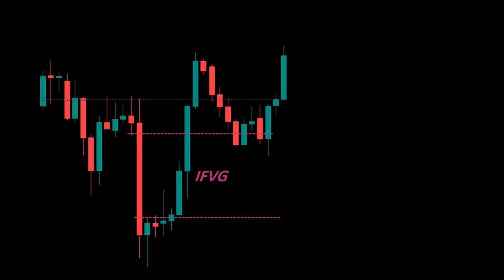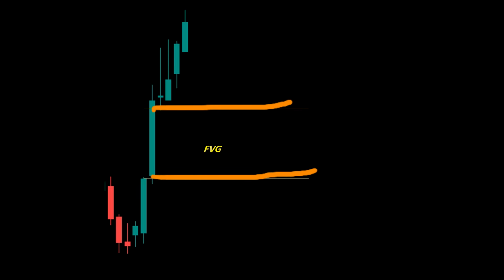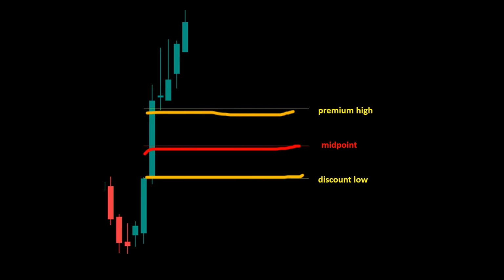Now, you might be asking, is there any way to know if price will respect a fair value gap or just blow right through it? The answer is yes. By carefully observing how price behaves inside the gap, you can get some valuable insight into what's likely to happen next. Let's break it down clearly. Inside every fair value gap, there are three key levels you should always keep in mind: the premium high, the upper boundary; the discount low, the lower boundary; and most importantly, the midpoint, also called the equilibrium.